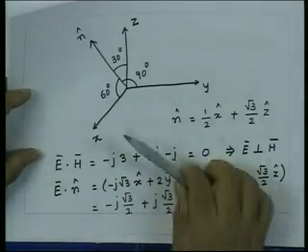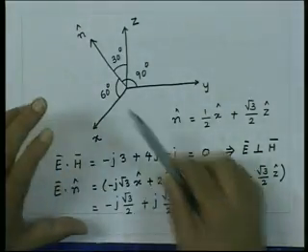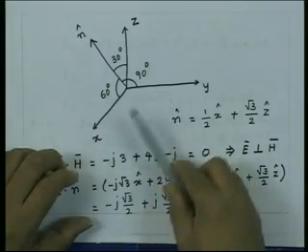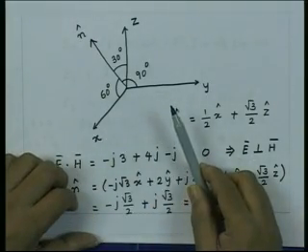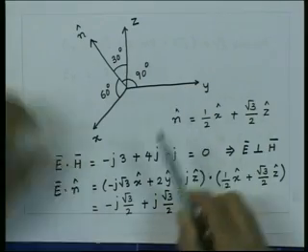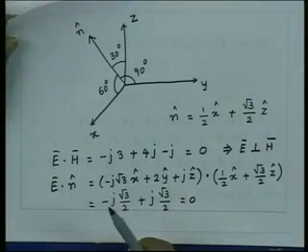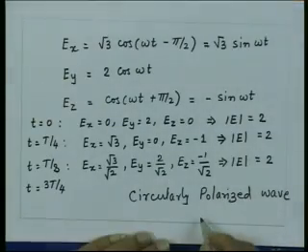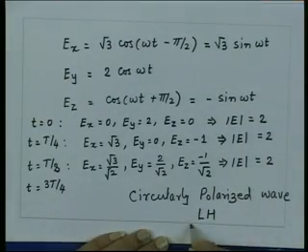Now, since the wave is moving this way, if I now look in the direction of the wave, the electric field vector is rotated like this from here to here. That means this wave essentially represents a left-handed rotation. So, we have the sense of rotation for this wave, which is the left-handed.